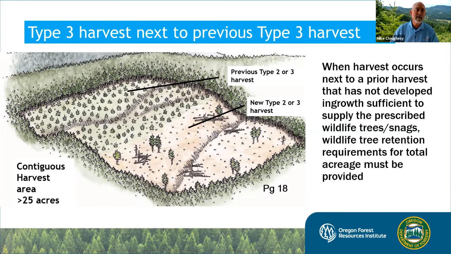The other thing about these snags and green trees is if you place them near the edge, and you harvest the next unit, you still have to leave them. So the idea is they're not going to last forever, but they're going to last well into the new stand.